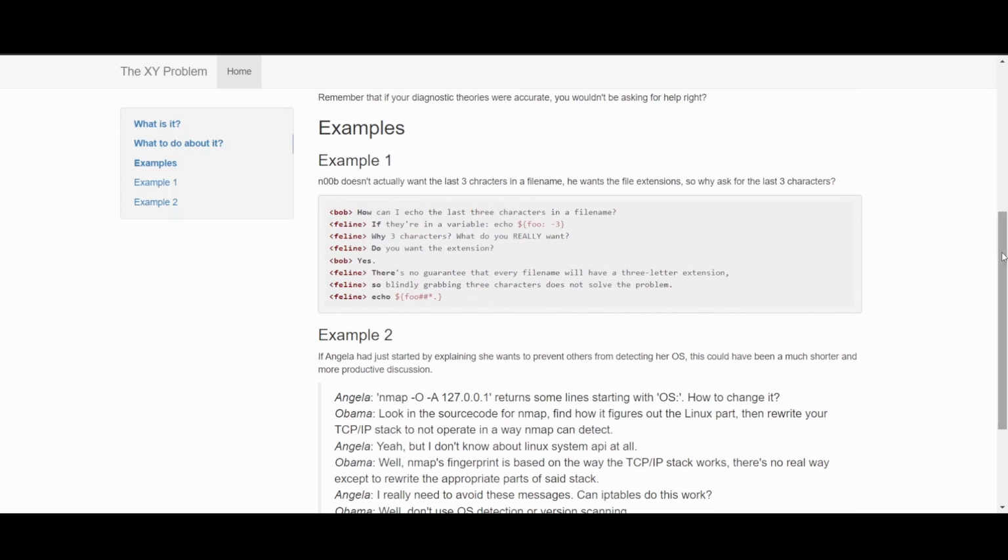Let's go to the examples part. Example 1. Noob doesn't actually want the last 3 characters in a file name, he wants the file extensions, so why ask for the last 3 characters?